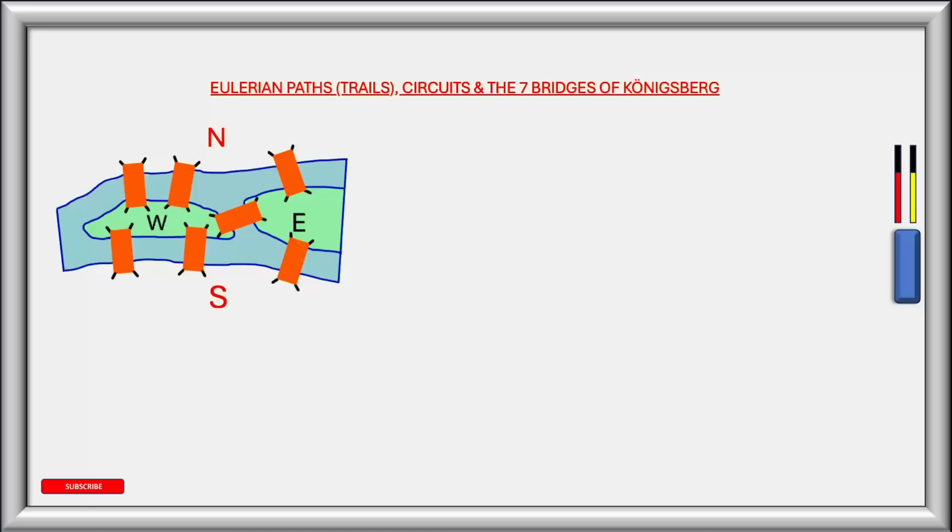The locals had a game. Could you walk through the city, crossing every bridge exactly once and only once? They failed for decades. Let's take a look at the map and see why.